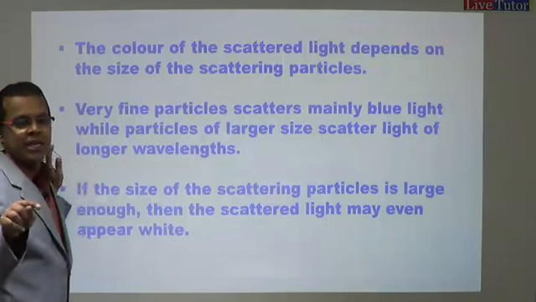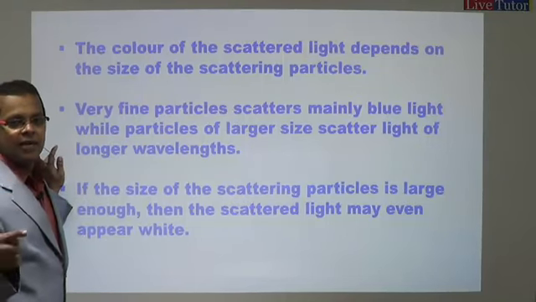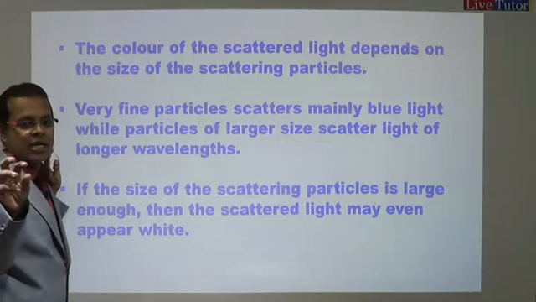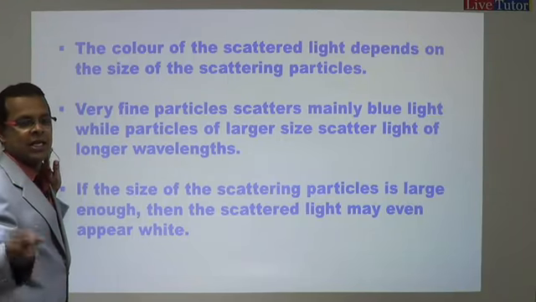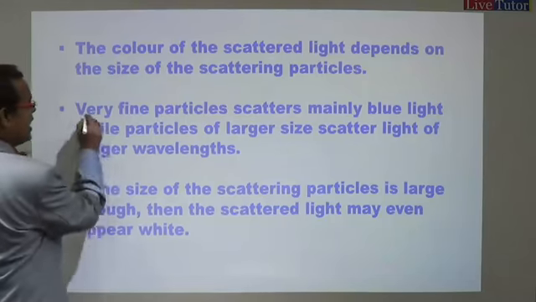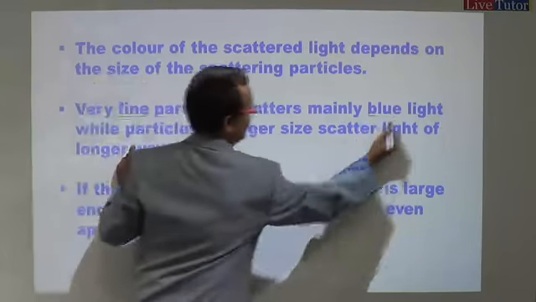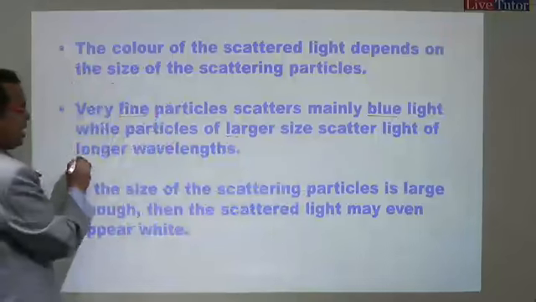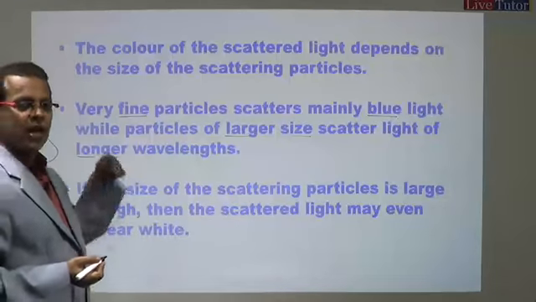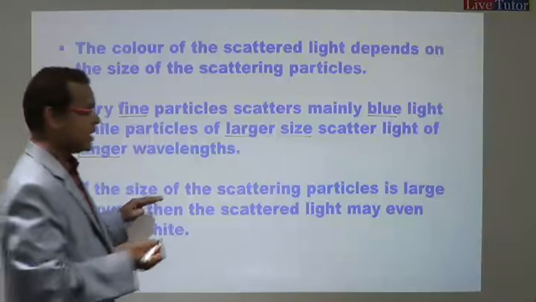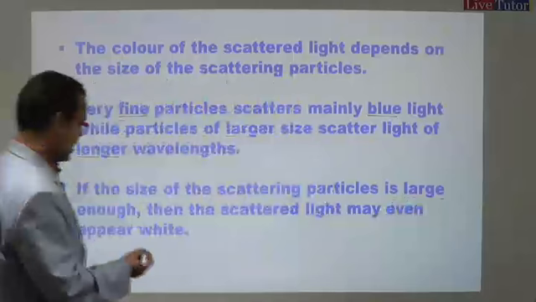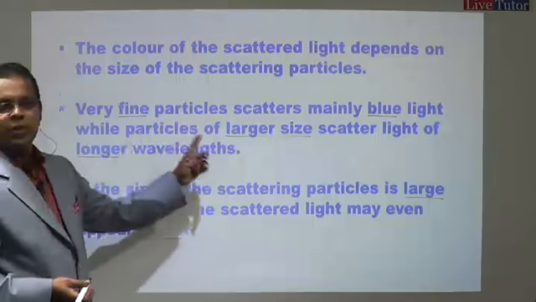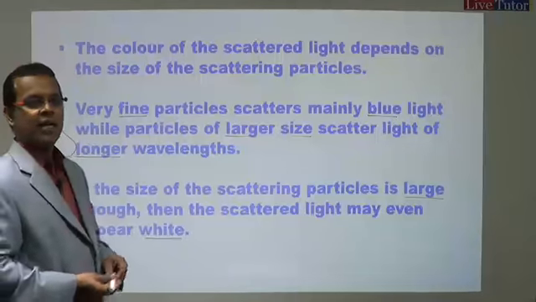Let us see. Similarly, if the size of the scattering particle is large enough, then the scattered light may even appear white. If the particle size is large enough, they may become white light. If it is very small, this point you have to remember, very fine tiny particles, blue light. Very small particles, blue light. And if it is larger size, the light will be of longer wavelength, like red light. And if the particle size is somewhat larger, then the light will be somewhat white in color. Because in multiple choice, these points must be noted down. Sometimes they may ask related to this.